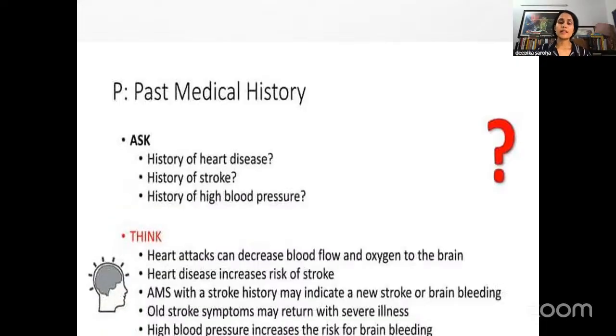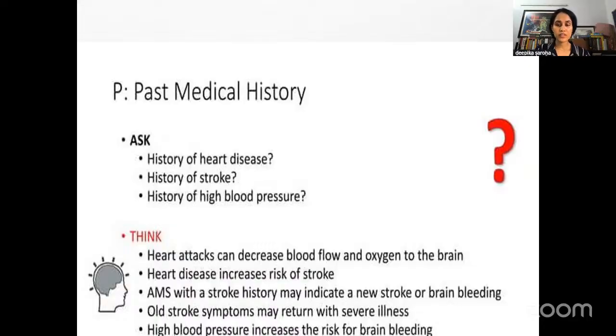Whether the patient had any history of stroke or heart disease or high blood pressure. Cardiac arrest or heart attacks can decrease blood flow and oxygen to the brain. Eventually, patients who have heart disease in their background are always at risk of stroke because there are always irregular medications. The patient is having difficulty understanding medication despite you teaching them over and over again. Sometimes the doses are different. What you have advised and what the patient is taking is entirely different because of the brand name, because of compliance, because of the monetary issue.